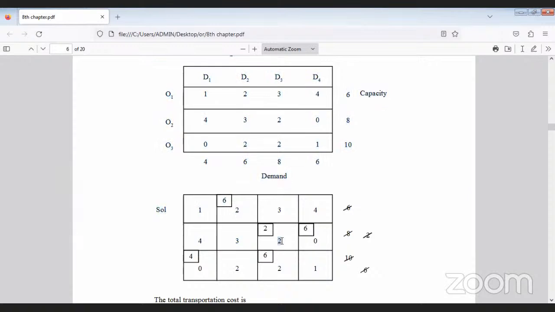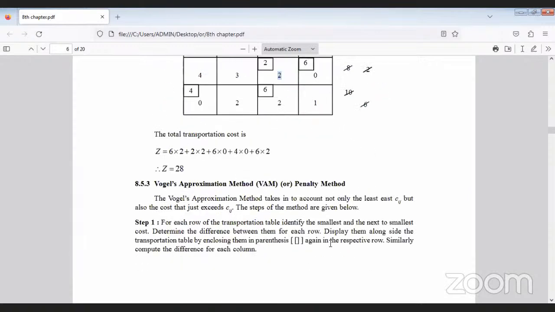Vogel approximation method or penalty method. In Vogel approximation method, the Vogel approximation takes into account not only the least Cj. You have to read this; only by reading can we solve the problem.